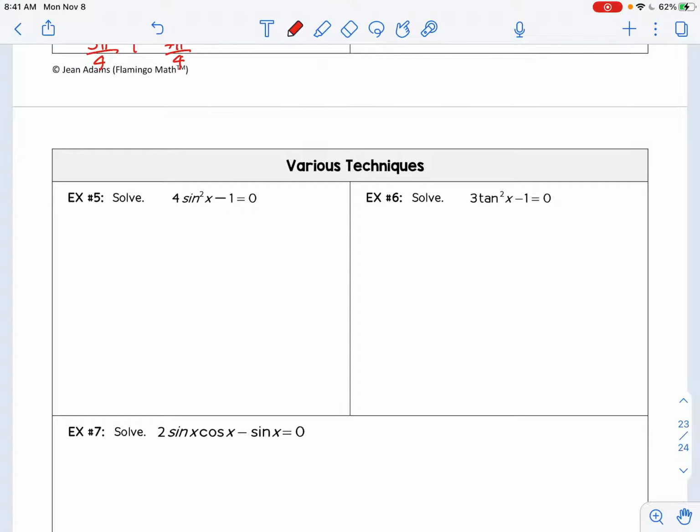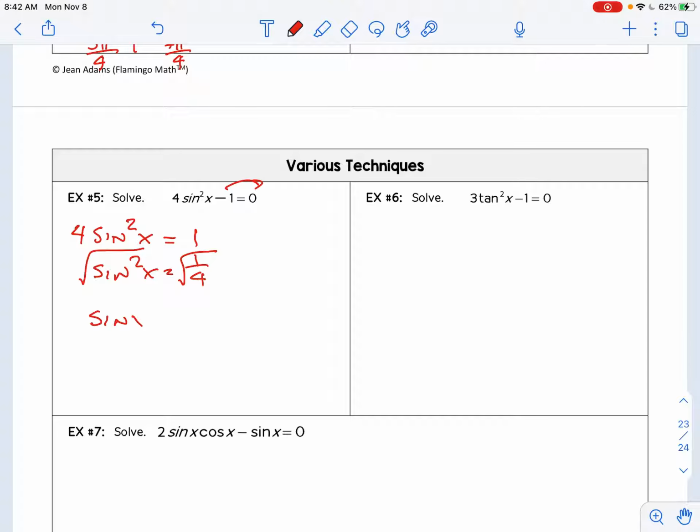All right, now down here, we're going to look at things that would produce more than 2 answers, because when we have a square root involved, there's a chance that we get 4 answers. So let's look at this. Okay, so if I add 1 to this, because I'm going to try to get this solved, do you agree I'd get that? Then I'm going to divide by 4, so I get sine squared of x equals 1/4. Before I go any further, I'm going to take the square root.